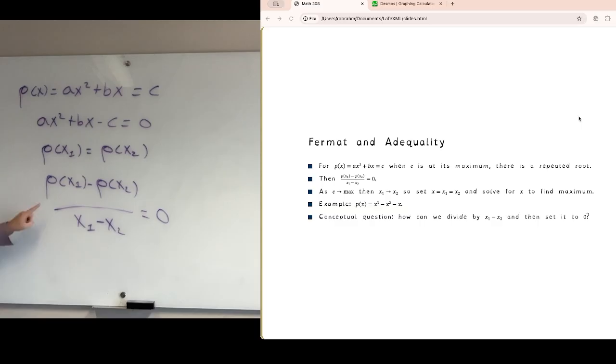Now, as x1 and x2 go to each other, they're going to be the same value. And so wherever you see an x1 or x2, you just set that equal to x, and then you solve this resulting equation for x. Okay, so let me explain this with this example exactly.